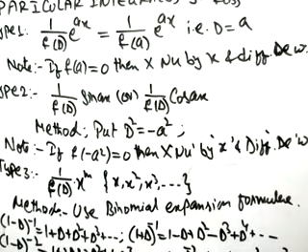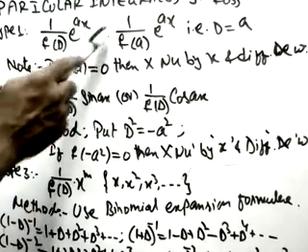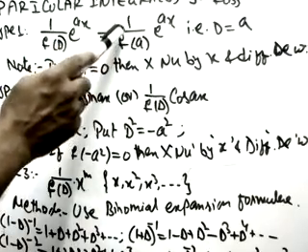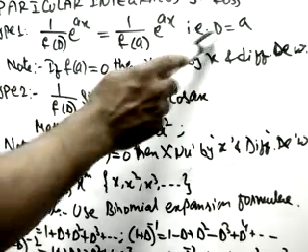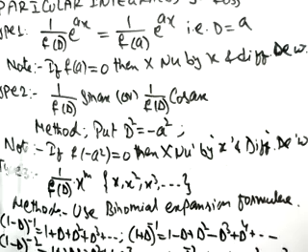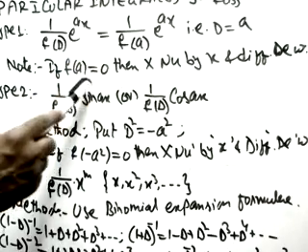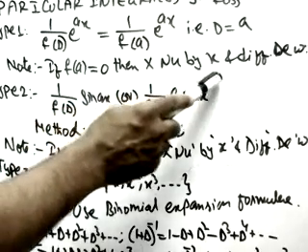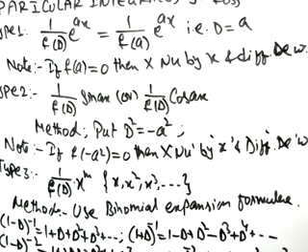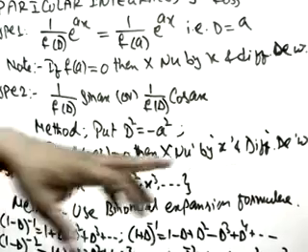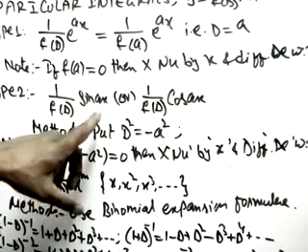The first one is when we have e power ax. The formula will be 1 by f of D e power ax equals 1 by f of a e power ax. Particular integral can be found by using 1 by f of a, that is, in place of D you must keep a. But if f of a equals 0, 1 by 0 is not defined. Therefore, in that case, multiply the numerator by x and differentiate the denominator with respect to D.